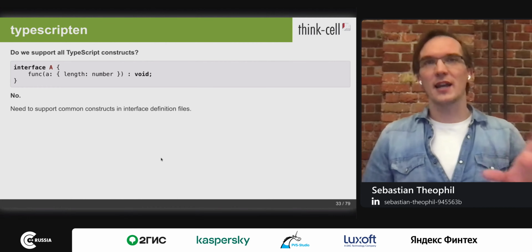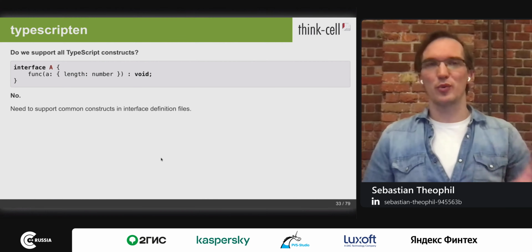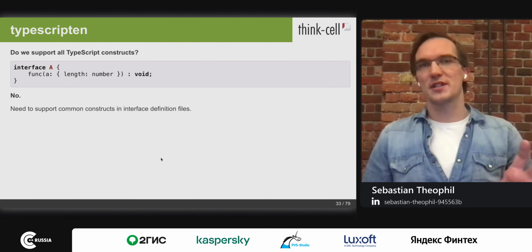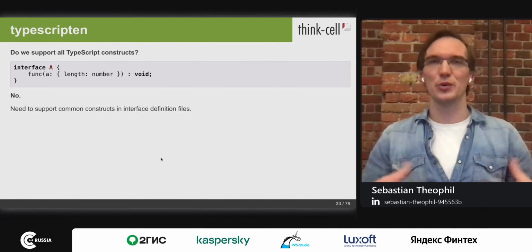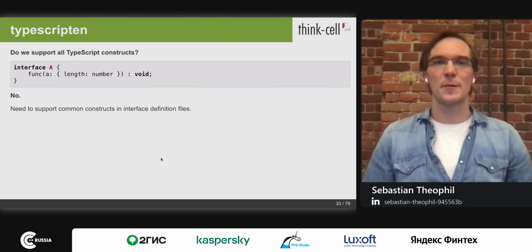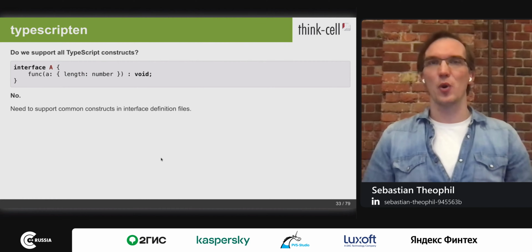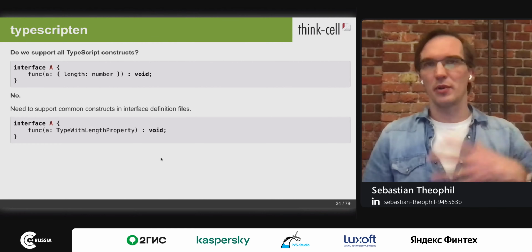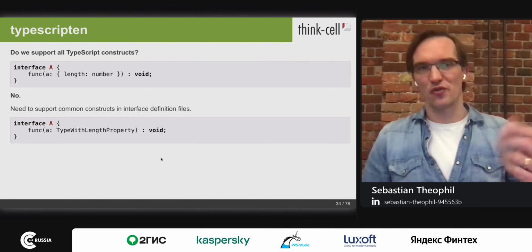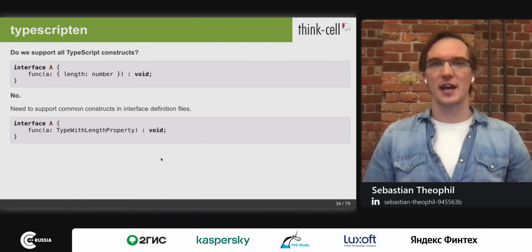So luckily, I would say we don't have to support all of TypeScript. We just have to support the common subset of TypeScript that is actually used in interface definition files. And a lot of that luckily maps very well to C++ features. In practice, for example, programmers might choose to write the same statement like that instead and define some type with a length property for us. This is much easier to translate to C++.